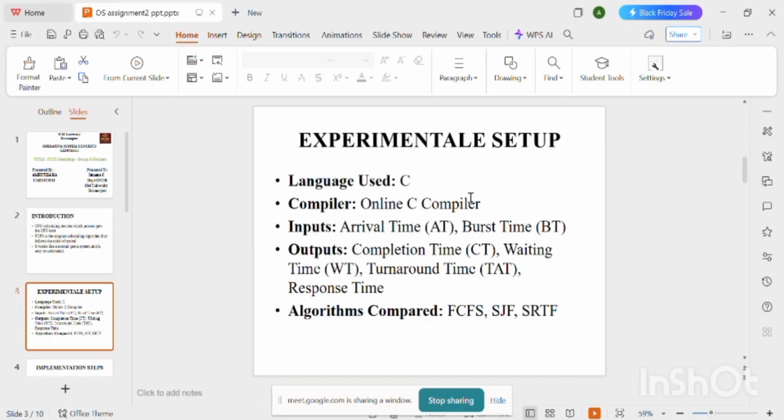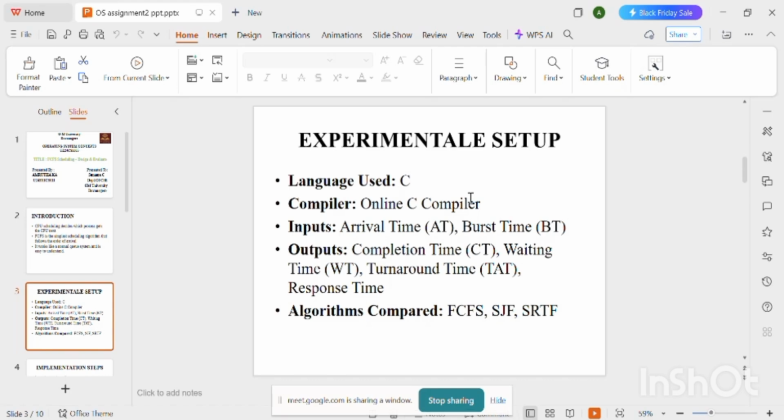Experimental setup. The language used is C. The C programming language is used to implement all the CPU scheduling algorithms. The programs are executed using an online C compiler for easy testing and verification.